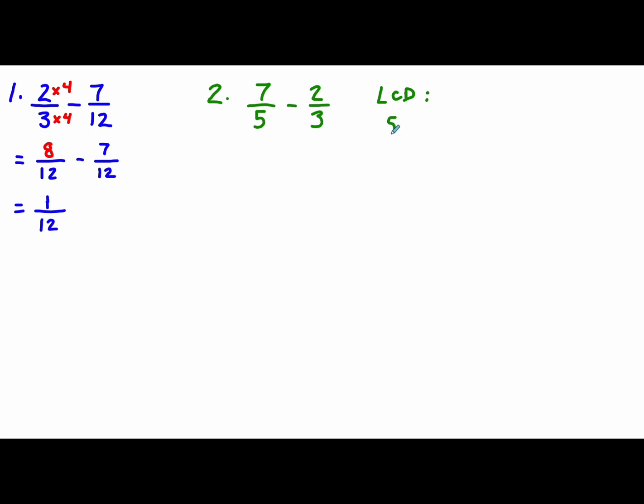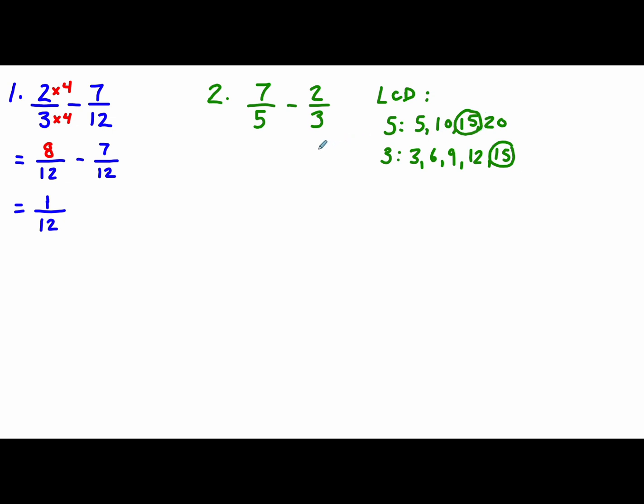So what we need to list is all the multiples of 5 and all the multiples of 3. And what we're trying to find is the lowest number that both 5 and 3 divide into evenly. So if we count by 5s, we have 5, 10, 15, 20. And if we count by 3s, we have 3, 6, 9, 12, and 15. And there we go. So we can now see we have 3 going into 15 and 5 going into 15.